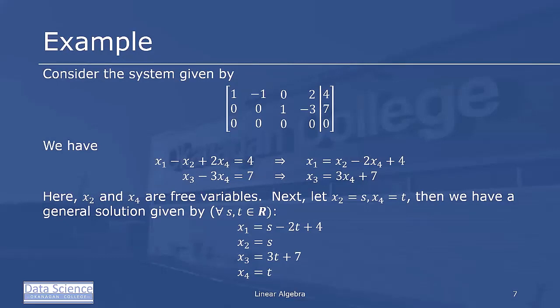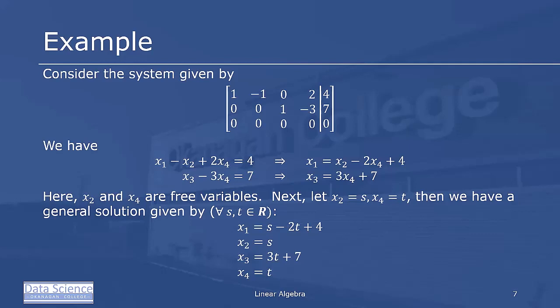Here's an example that's been put into row echelon form. Our pivots are in row 1, column 1, and row 2, column 3, meaning column 2 and column 4 are free variables. Looking at the equations given by this matrix, we have x1 minus x2 plus 2x4 equals 4, or that x1 is equal to x2 minus 2x4 plus 4. Our second row corresponds to the equation x3 minus 3x4 equals 7, or that x3 is equal to 3x4 plus 7.